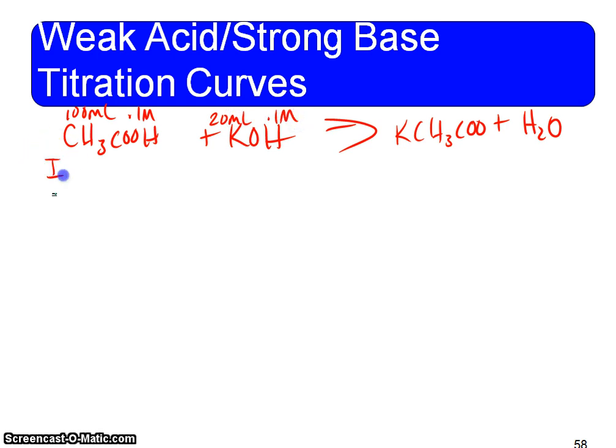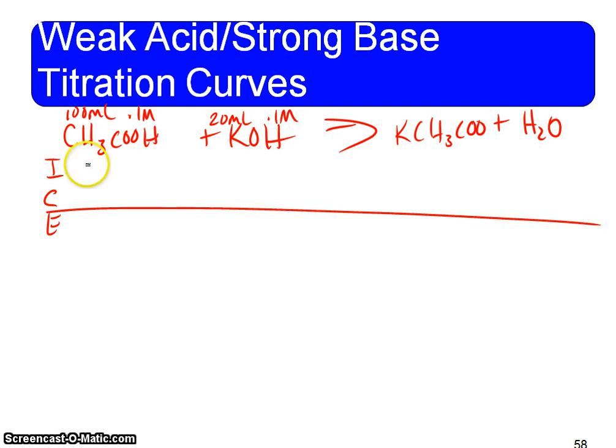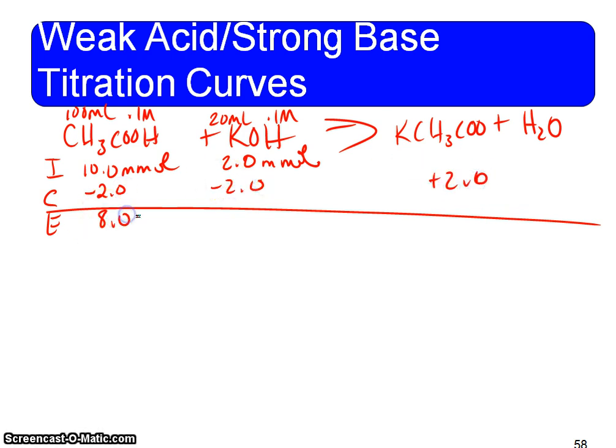I can do an ICE chart. I want to do it in what kind of units? Millimoles. So how many millimoles of acetic acid? 10 millimoles of this. How many millimoles of this? 2 millimoles of this. How much reacts? To completion. So minus 2, plus 2. Now, before I never really filled out the product side.